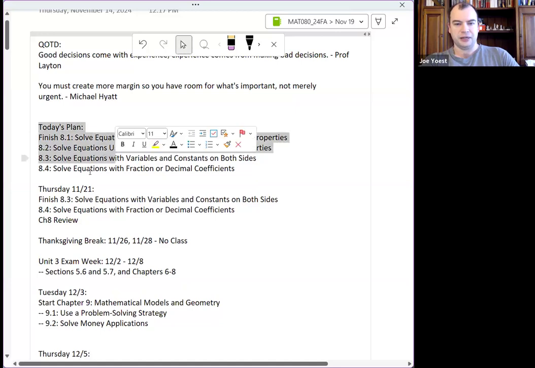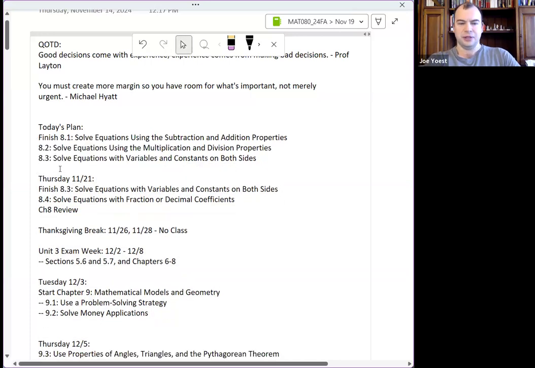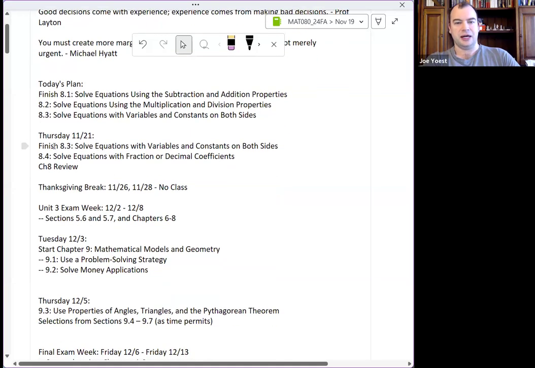So the plan for today, actually we're going to kick 8.4 to the next class. There we go. So the plan for today is to continue on with chapter 8, solving equations. I think we've mostly finished that up as well. But anyway, we're continuing on with chapter 8, solving equations.